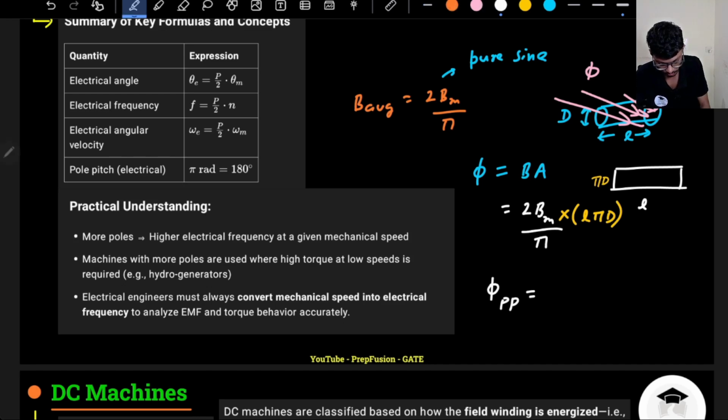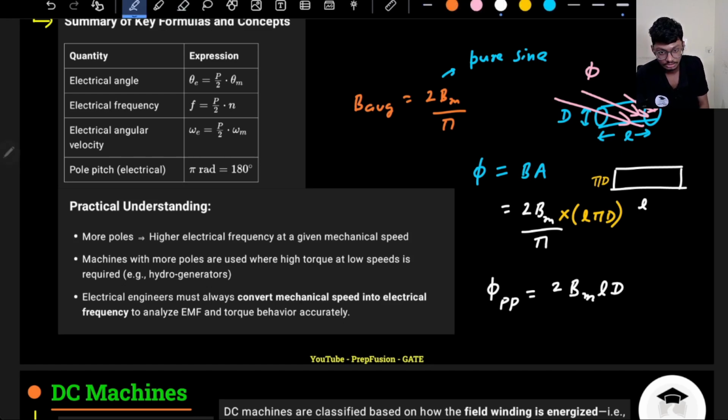So this will be equal to 2 Bm L d, upon, okay, so this will be 2 Bm upon, L d only.